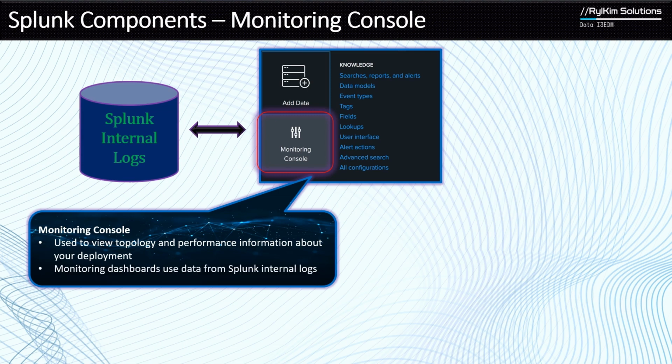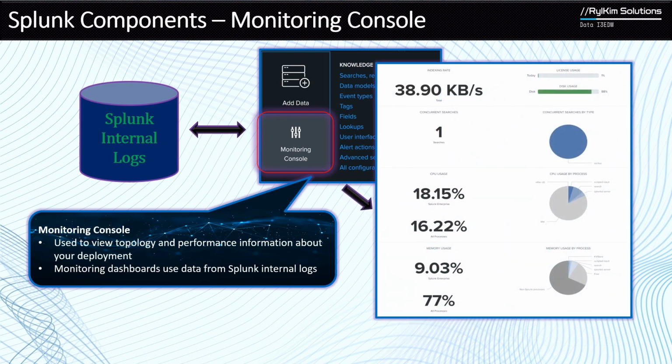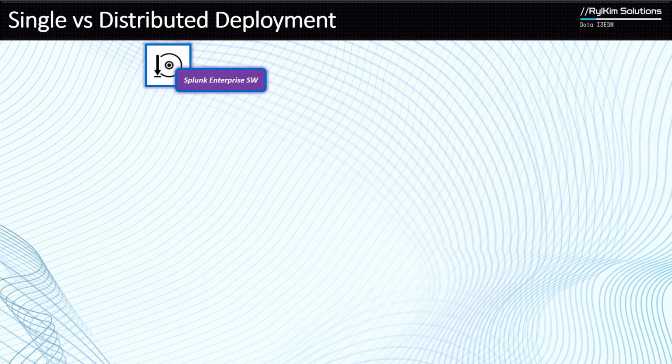So the next thing here is that you have your monitoring dashboards that use data from these Splunk internal logs. So when you take this data as well, you can create dashboards from them. And this is a sample dashboard that you see here. Just looking at that picture, you are able to see your CPU usage, your memory usage, and the number of concurrent searches that are being run. If something is actually going wrong in your deployment, you will be able to spot that quickly because of the monitoring console.